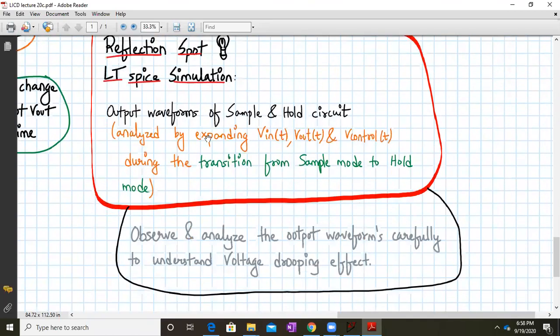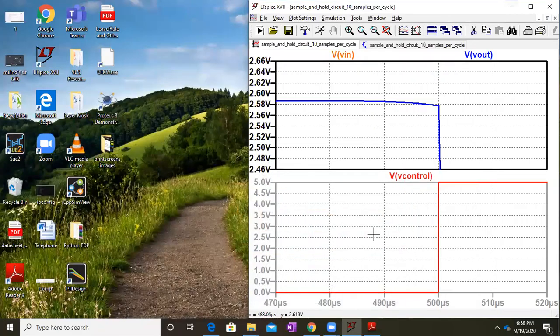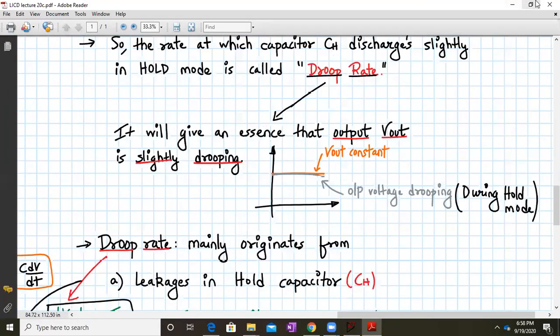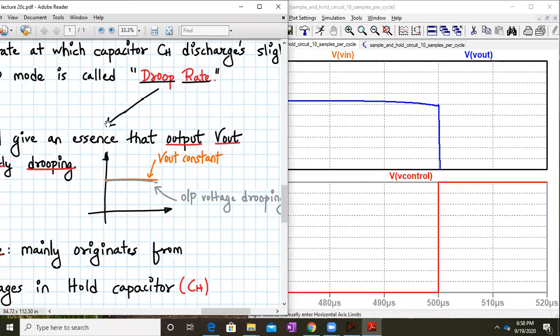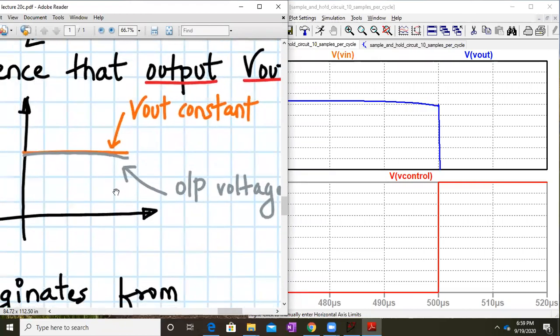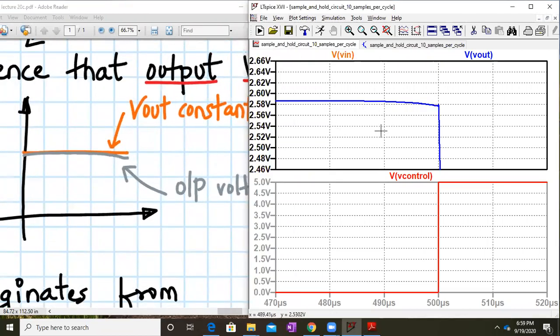So we have already done this reflection spot. We have seen the transition from the sample to the hold mode, and we have analyzed the waveforms carefully, and we have seen that there is a slight droop, the output voltage is slightly reducing or slightly drooping. The capacitor voltage should be constant, but it is not really constant because it's slightly discharging due to the leakages in the capacitor itself.